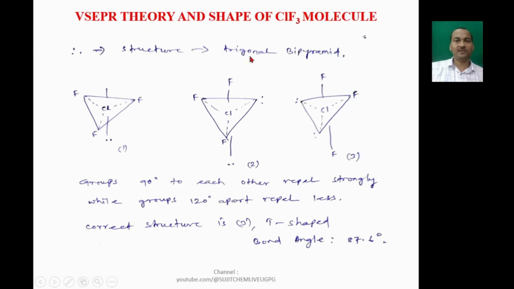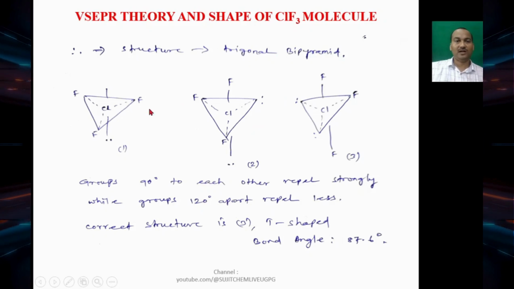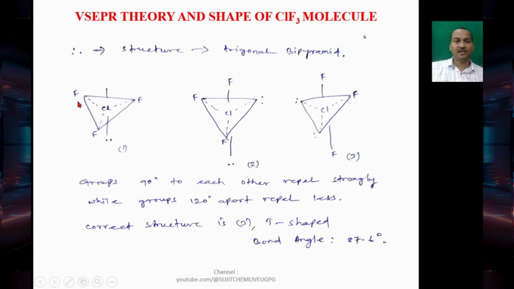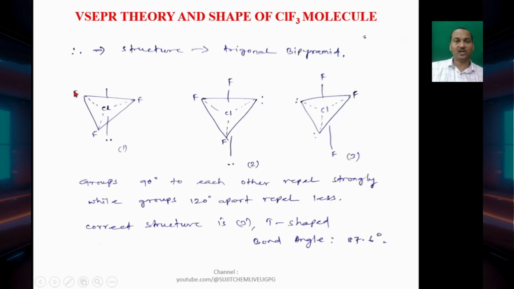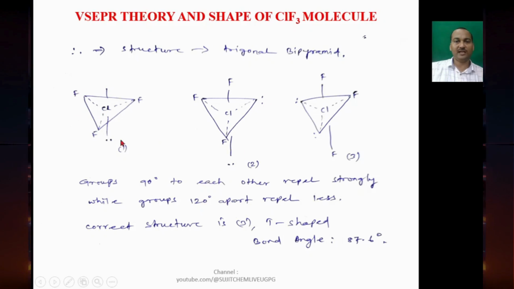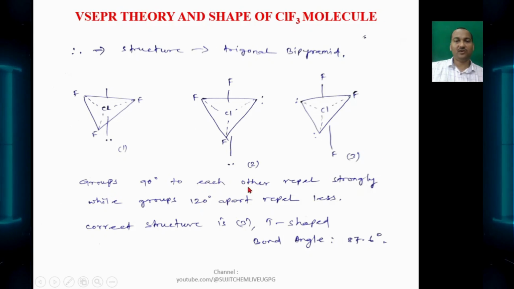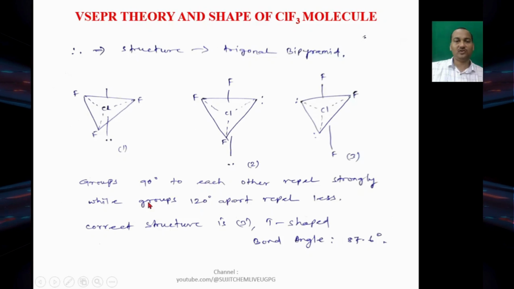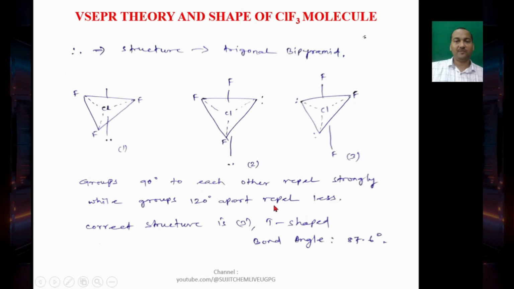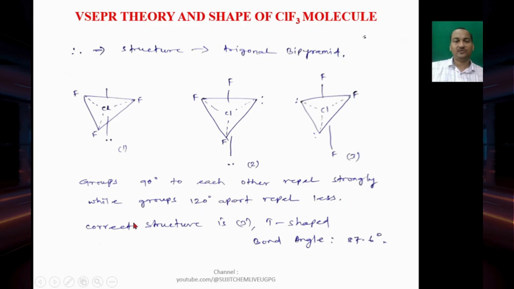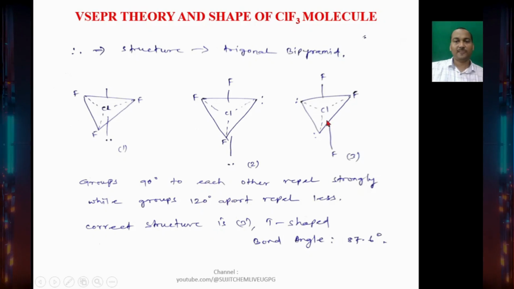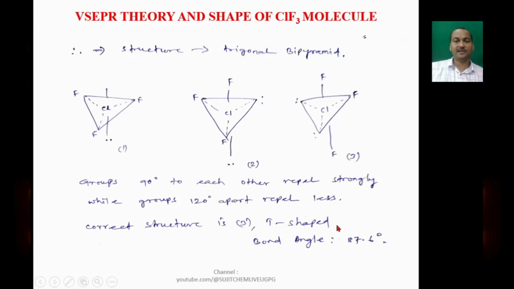So the structure should be trigonal bipyramid, and all these 3 fluorine atoms and 2 lone pairs can be arranged in structure 1, 2 and 3. Groups 90 degrees to each other repel strongly while groups 120 degrees apart repel less. So the correct structure is number 3, and ClF3 has a T-shaped structure and bond angle is 87.6 degrees.